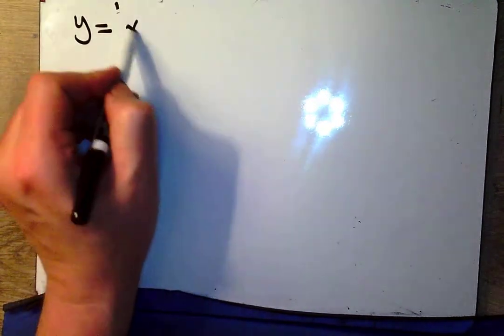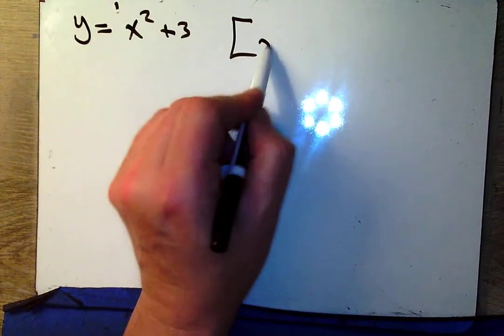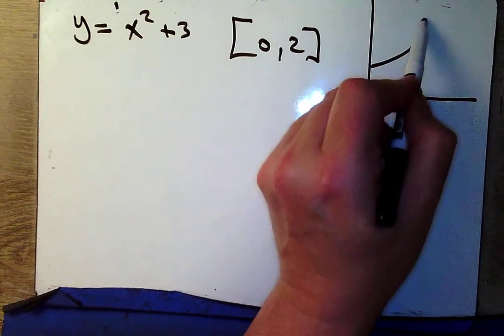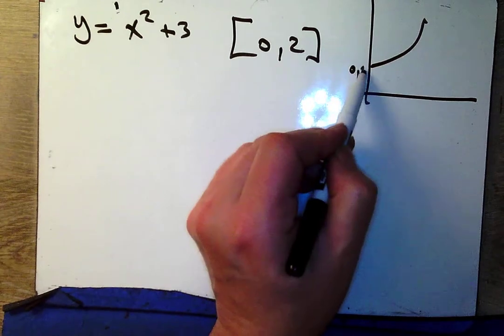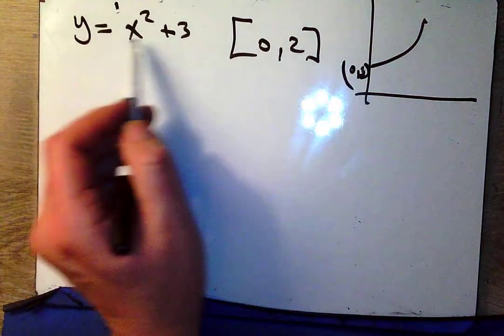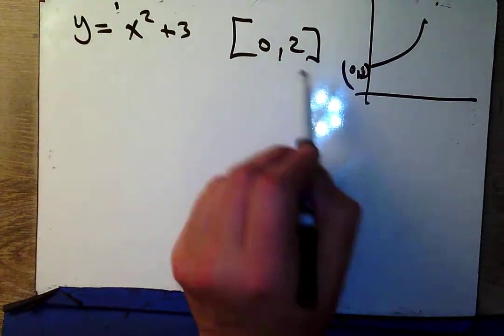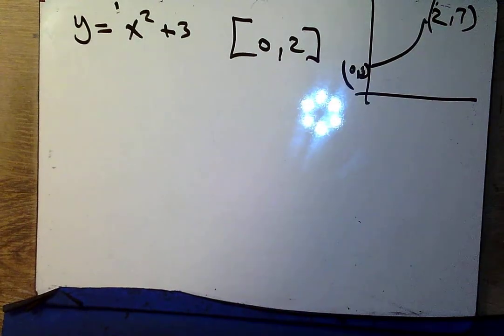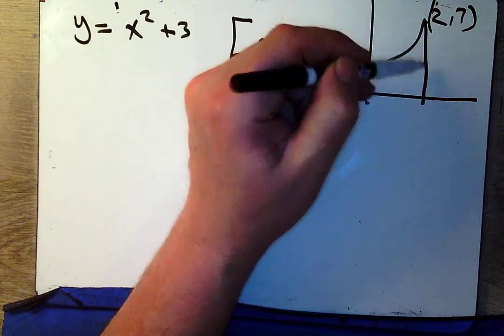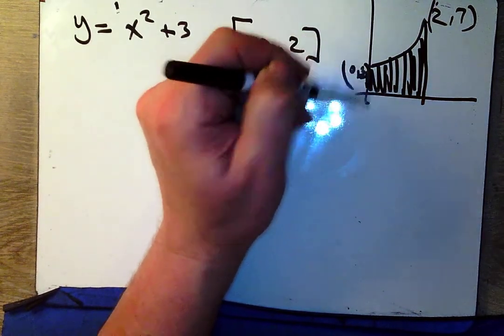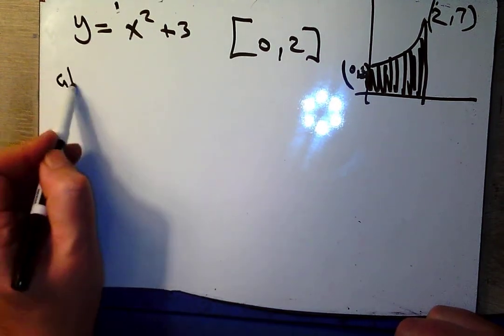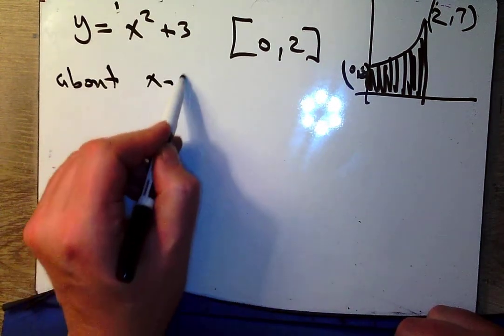Okay, so today, how about y equals x squared plus 3 on 0 to 2? So my region, this is 0, 3. This is 2. 4 plus 3 is 7. Okay. And I'm actually talking about this region, about the x-axis.